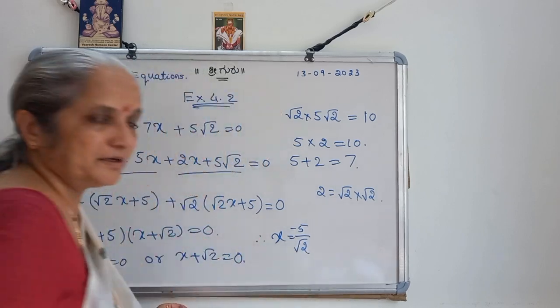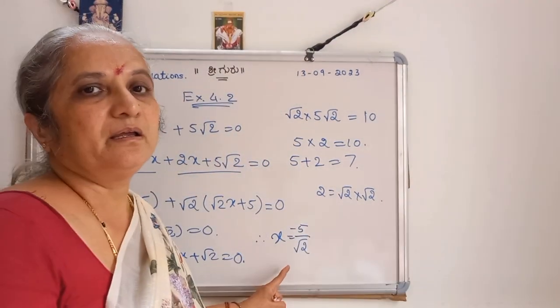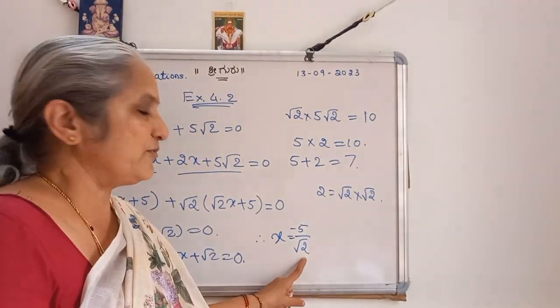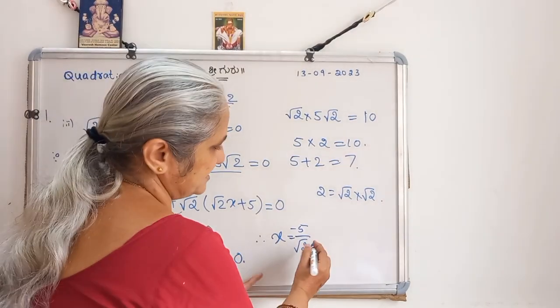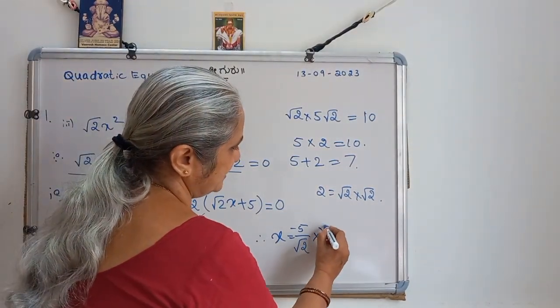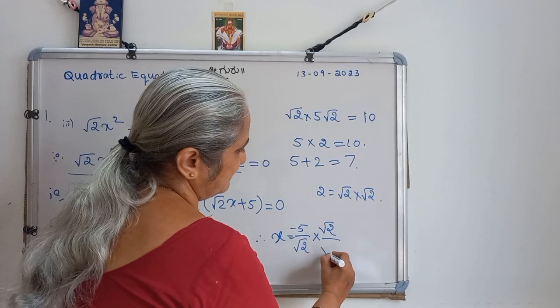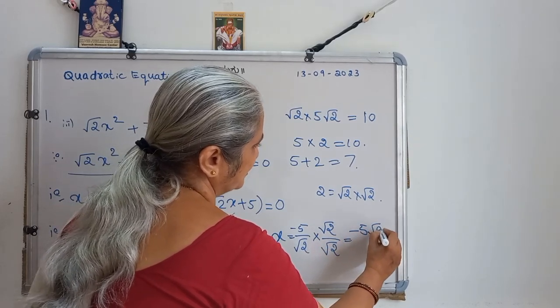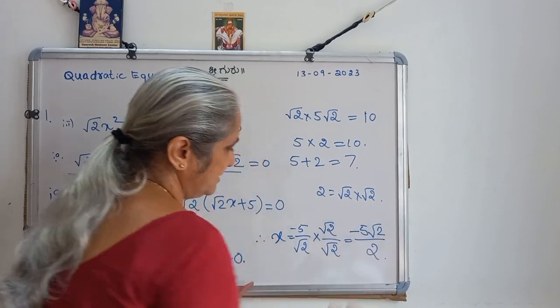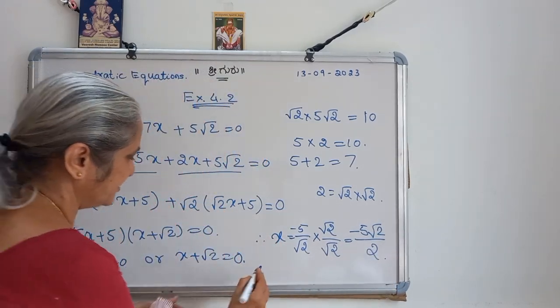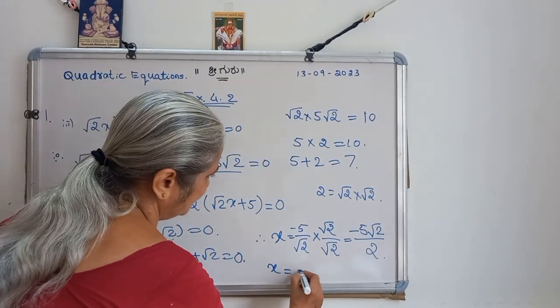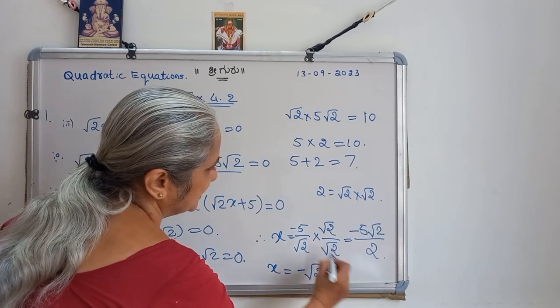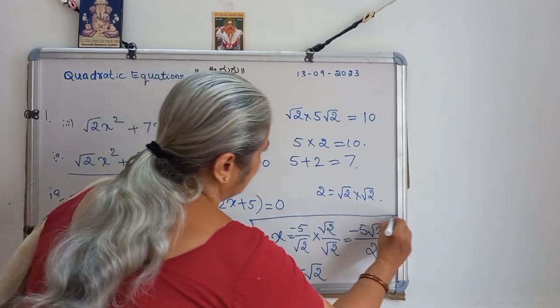मगर हमें डिनोमिनेटर को कभी भी इरेशनल फॉर्म में नहीं रखना है. इसको रैशनलाइज करना है. हाउ टू रैशनलाइज इट? Multiplying and dividing by root 2, we get minus 5 root 2 divided by 2 is the one root, and the second root is x is equal to minus root 2. So this is the answer.